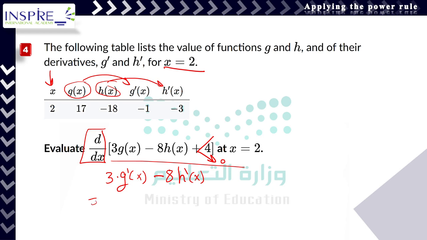All you need to do is plug in your numbers, so it will be 3 times, what is g dash of x? g dash of 2, so it will be negative 1, minus 8 times h dash of x, it will be negative 3. Calculate that and you will have your answer. The first one is negative 3, negative 3 plus 24, it will be 21.